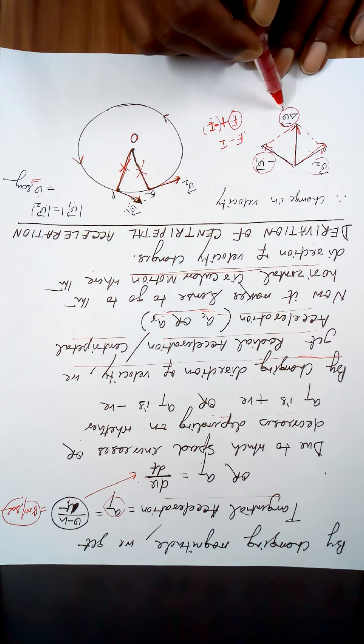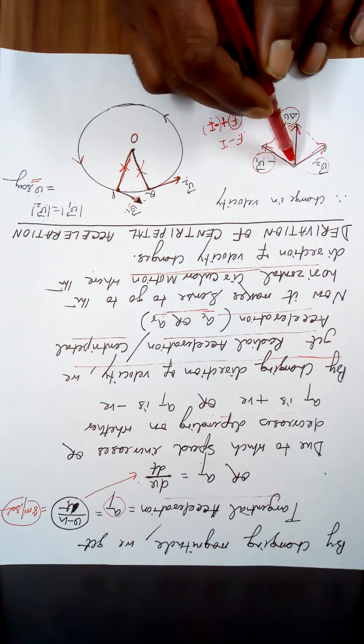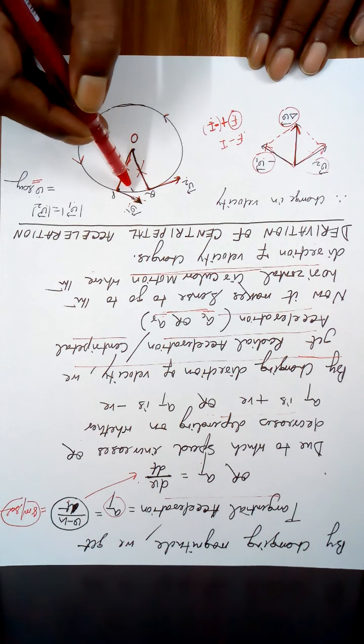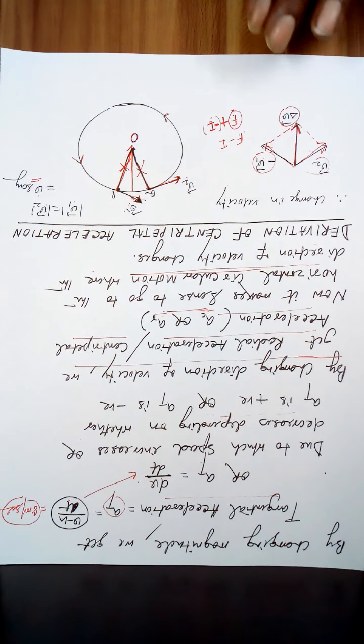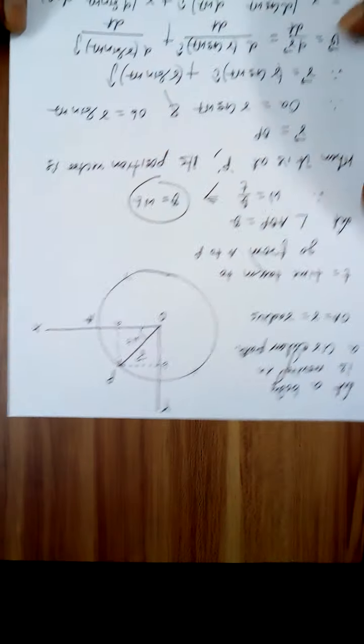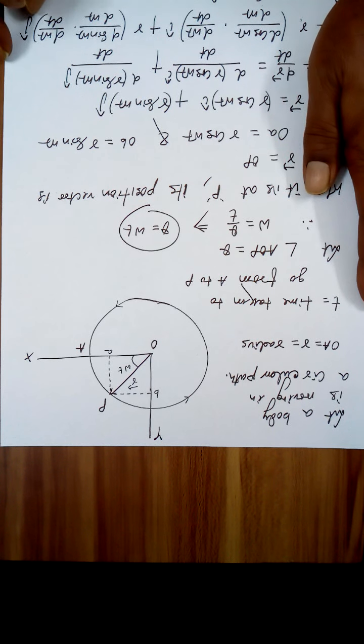Change in velocity delta V. If you draw this diagram here, you will find this delta V is towards the center. Therefore it is called centripetal. Now let us derive the expression for centripetal acceleration.